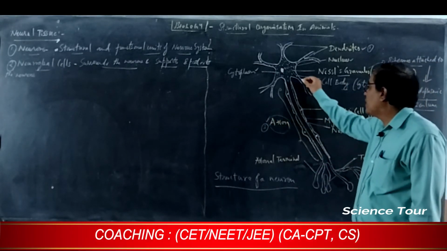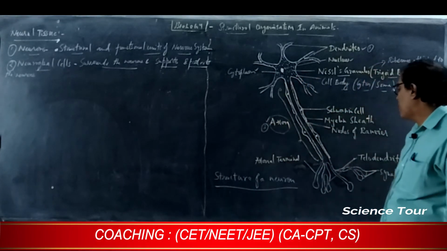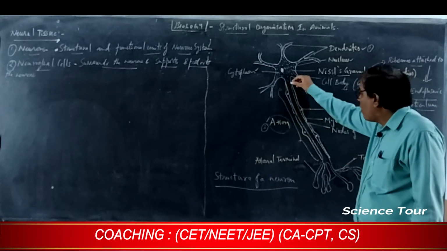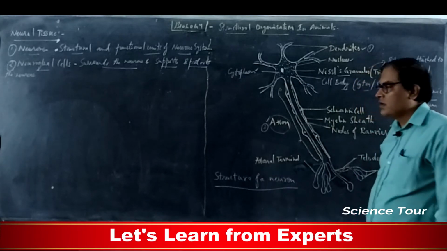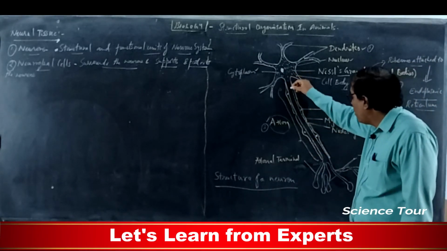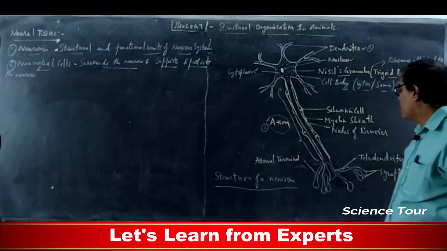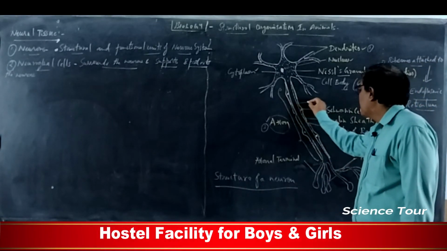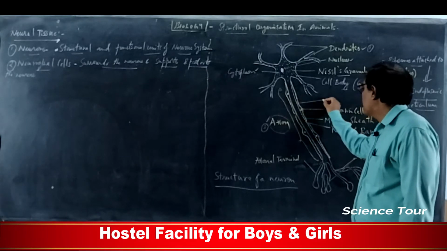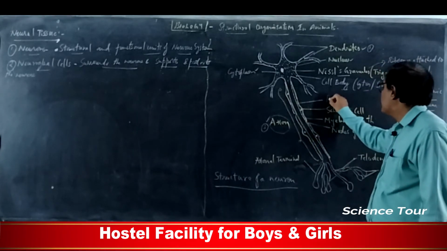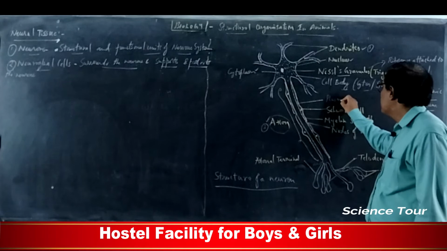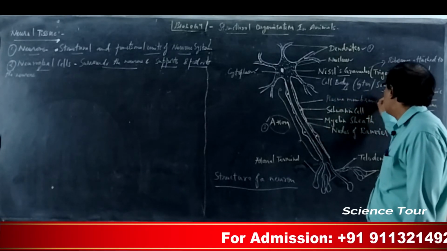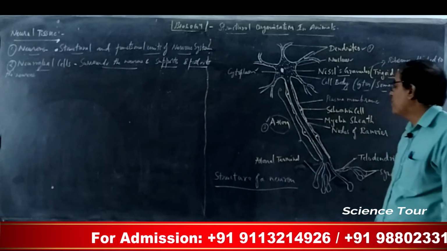Now the electrical signal is coming to the axon. So it travels all along the length of the axon. The signals travel all along the length of this axon. The outer covering, that is called as the plasma membrane. What is called as plasma membrane? Earlier it was called as cell membrane. Now it is called as the plasma membrane.